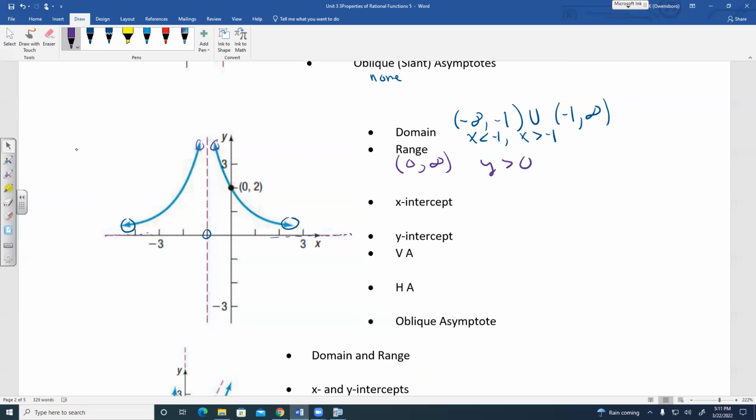The X-intercept is where it crosses the X-axis. It doesn't cross the X-axis, so this has a none for that. The Y-intercept is where it crosses the Y-axis, and we see that that is Y equals 2, or (0, 2) if I'm using an ordered pair. The vertical asymptote is the vertical dashed line, and you can see that's going to be X equals -1. The horizontal asymptote was that X-axis, so that's going to be Y equals 0. And again, this does not have a slant asymptote, so oblique or slant, none.